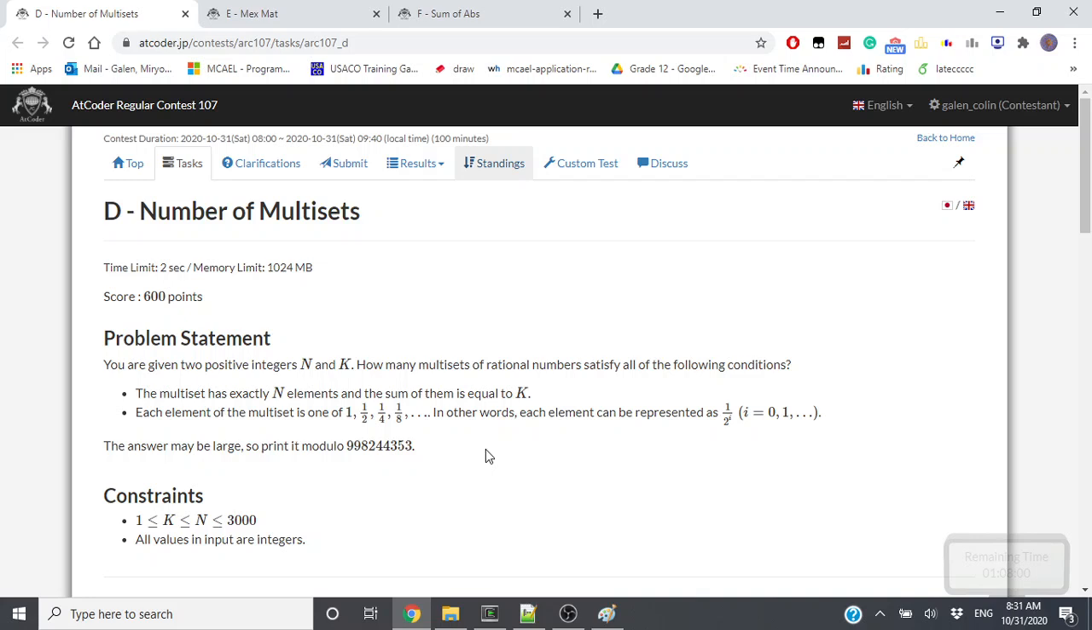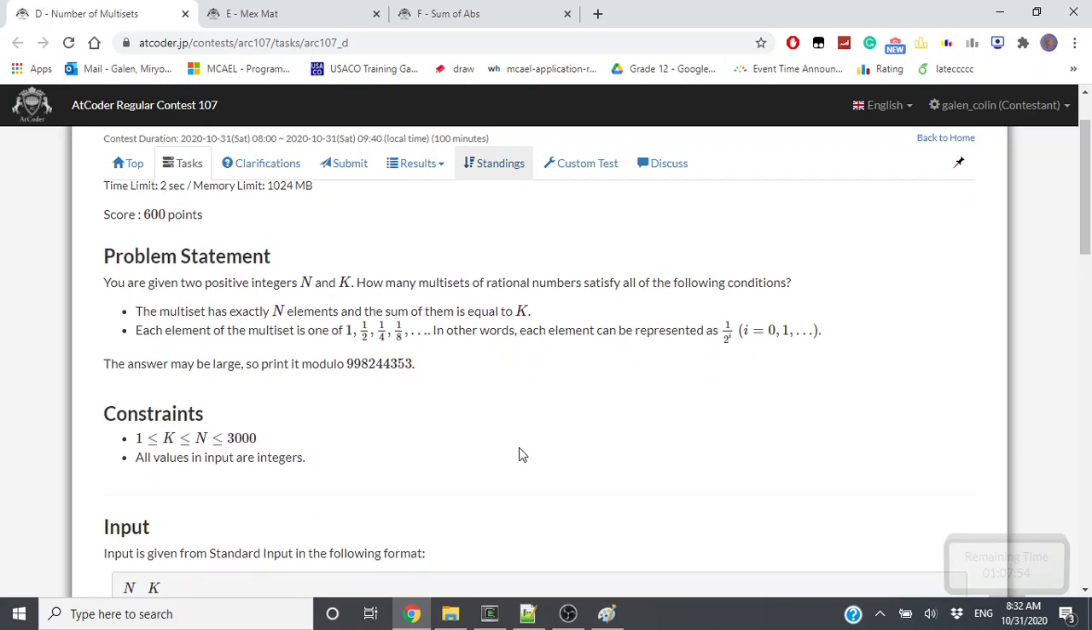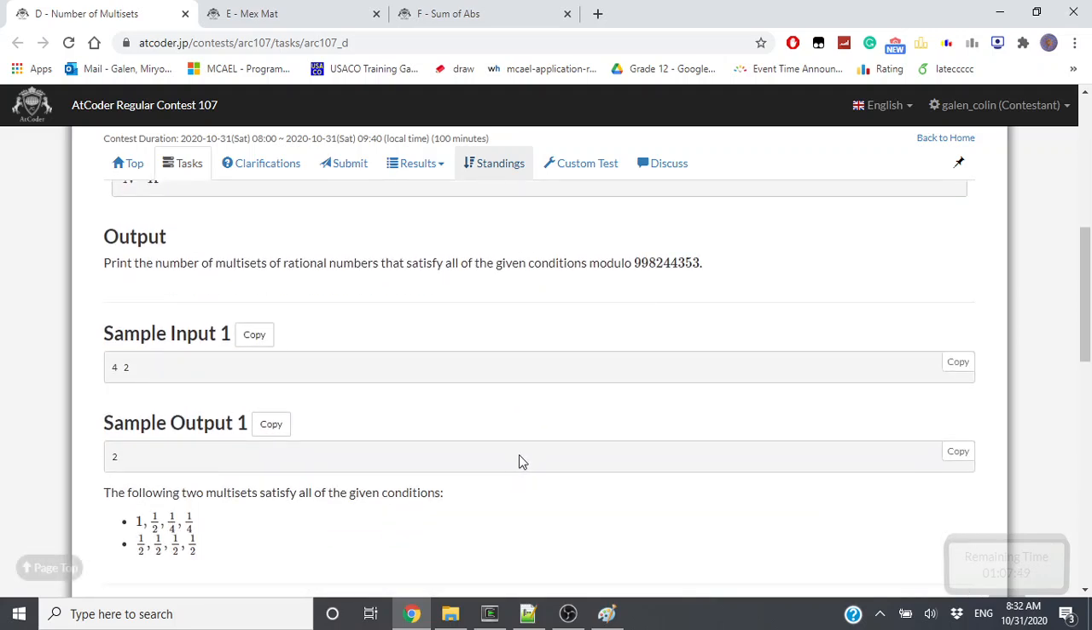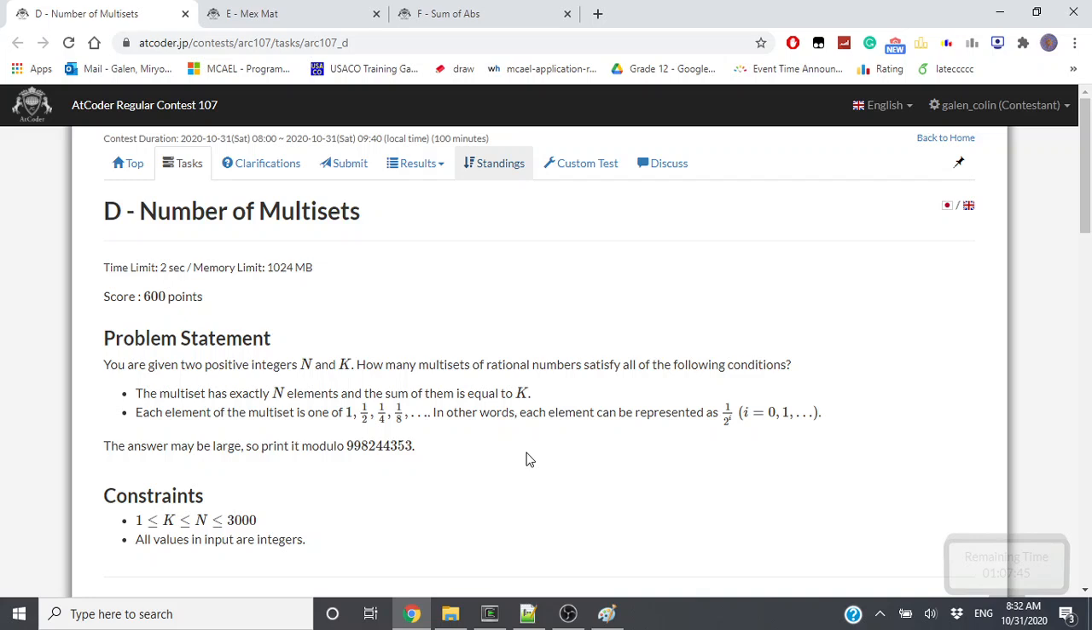Number of multisets. How many multisets of rational numbers satisfy all the following conditions? The multiset has exactly n elements, and the sum of them is equal to k. Each element is 1 over a power of 2. Interesting. There's no reason to use any element that's less than, like, multisets of rational numbers.